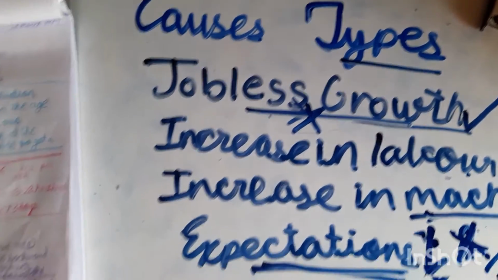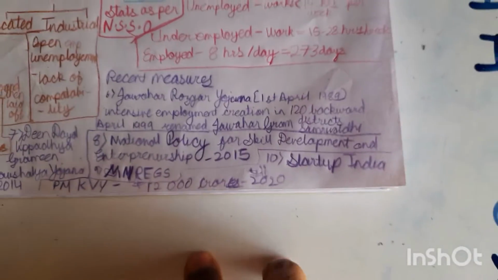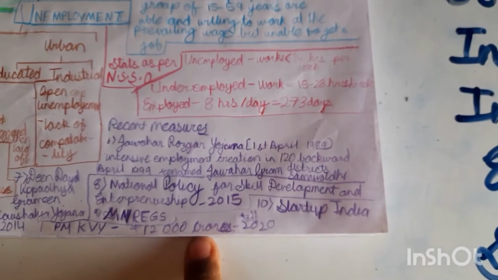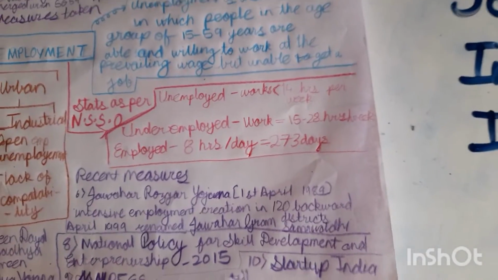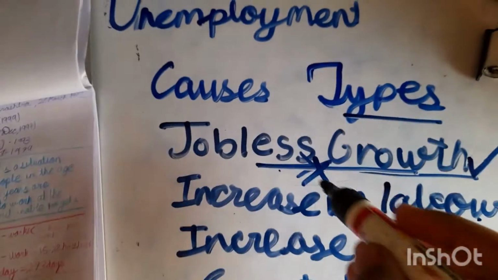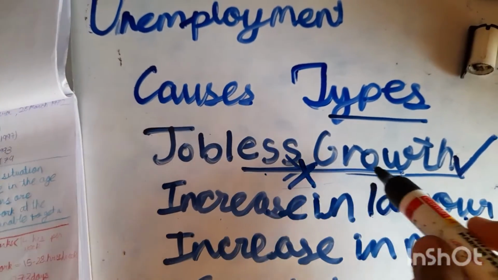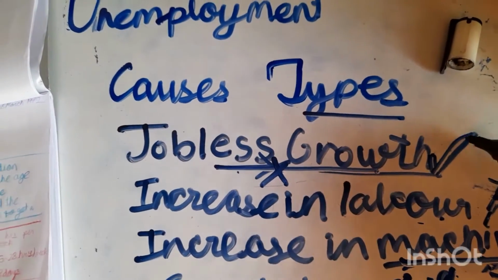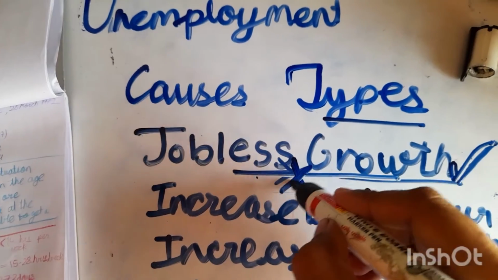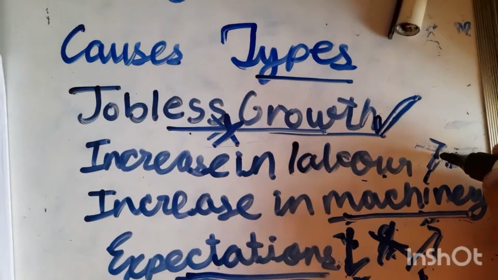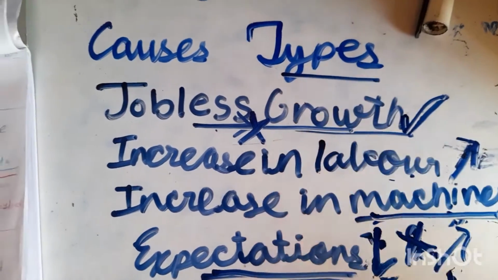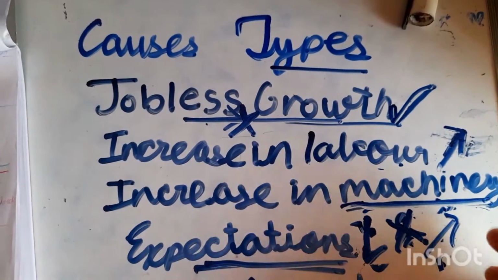and the types of growth. Because the other things are either just the policies mentioned or something that is self explanatory. The first cause of unemployment is jobless growth, because economic growth did take place but no jobs were created. Second is increase in labor due to increase in population. Third cause is increase in machinery.